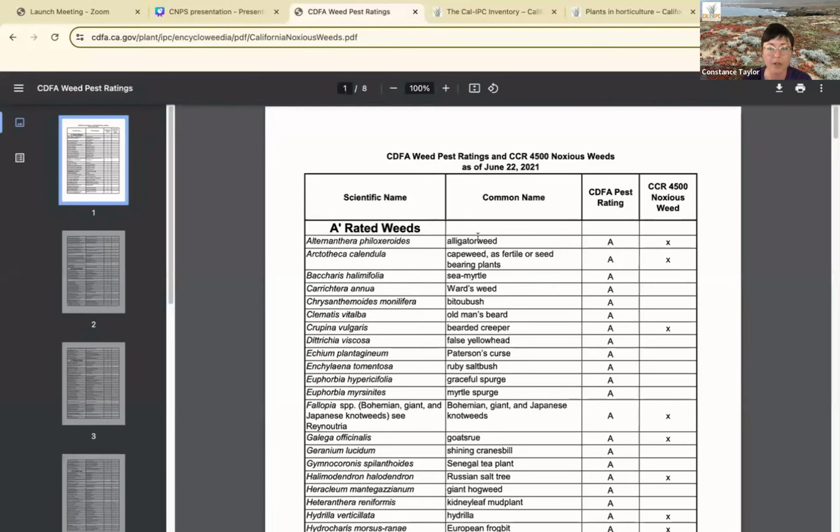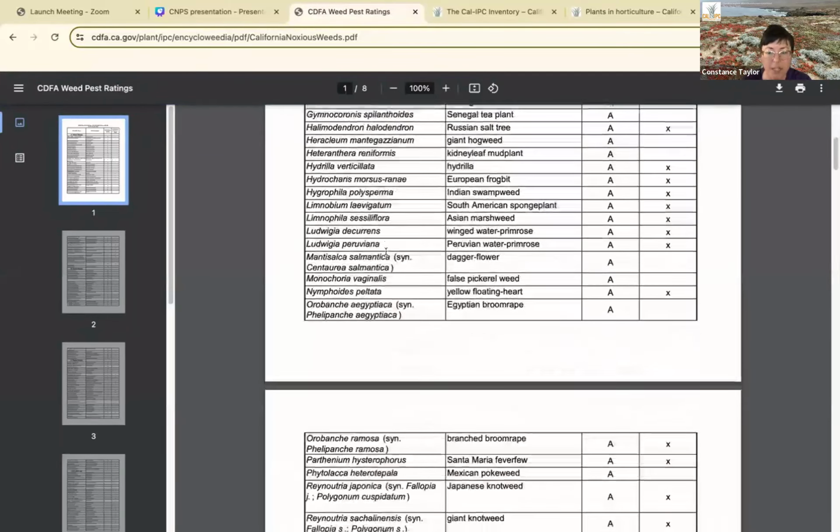So here we go. These are some things to keep a lookout for. You want to pay attention to the A, B, and C ratings. Those are the ones to focus on, and I'll talk about what those mean in just one second. So here you go. I'm not going to spend too much time on this.